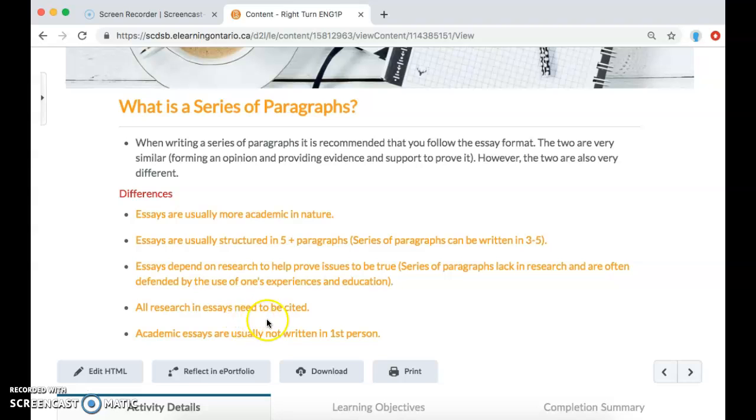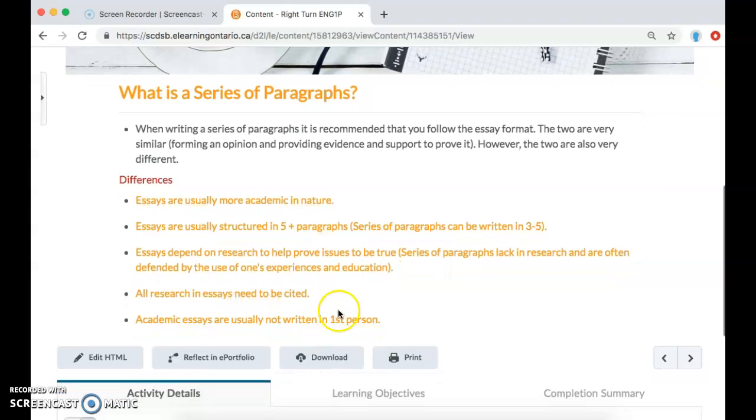All research in essays has to be cited. If you write an essay, you're looking up books and articles written by people who are experts in the field, so you need to give them credit for their information. Whereas in a series of paragraphs, some of what you're writing is based on your own experience and your own opinions, and as long as they make sense and they're connected to your points, it's okay to use those. And I mean, you're not going to really cite yourself, right? So you don't need to use any sort of citing for that.